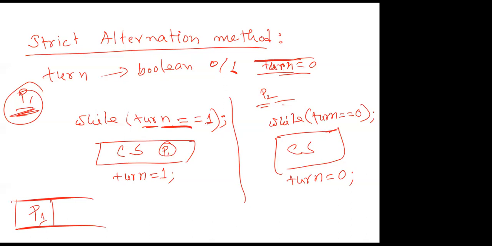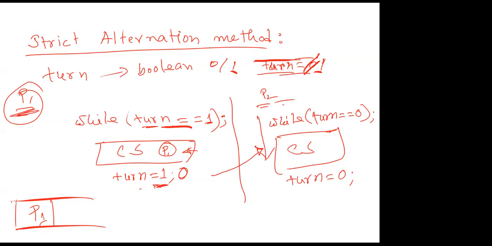Once it is done, it will make the turn value 1 instead of 0. What does it mean? If it made the turn value 0, it could enter the critical section again, since turn value 0 means I want to enter again. Turn value 1 means I completed my critical section, so the next process is allowed: this is your turn, now you can execute your critical section.